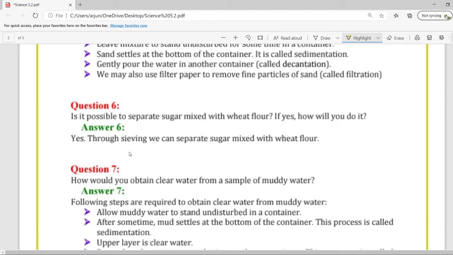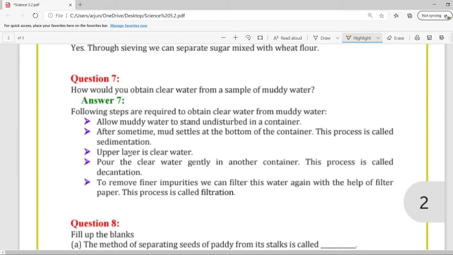Question number 6. Is it possible to separate sugar mixed with wheat flour? If yes, how will you do it? Answer 6 is yes. Through sieving, we can separate sugar mixed with wheat flour because the size of particles of wheat flour is much smaller than the size of particles of sugar. So, that mixture can be separated by sieving.